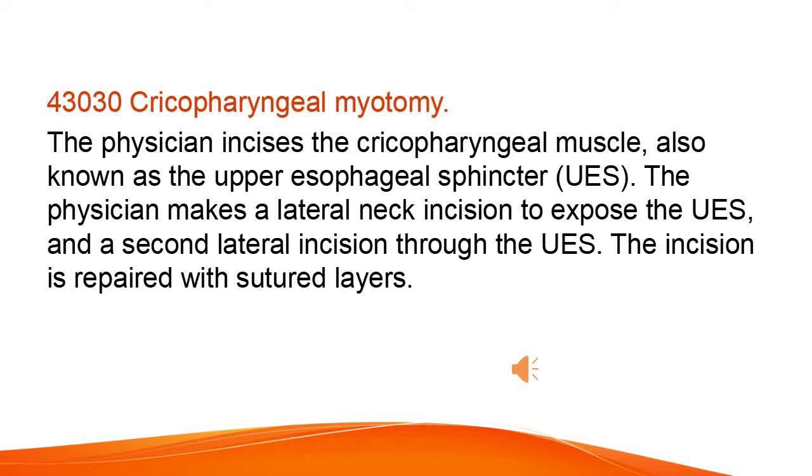Cricopharyngeal myotomy. The physician incises the cricopharyngeal muscle, also known as the upper esophageal sphincter, UES. The physician makes a lateral neck incision to expose the UES, and a second lateral incision through the UES. The incision is repaired with sutured layers.